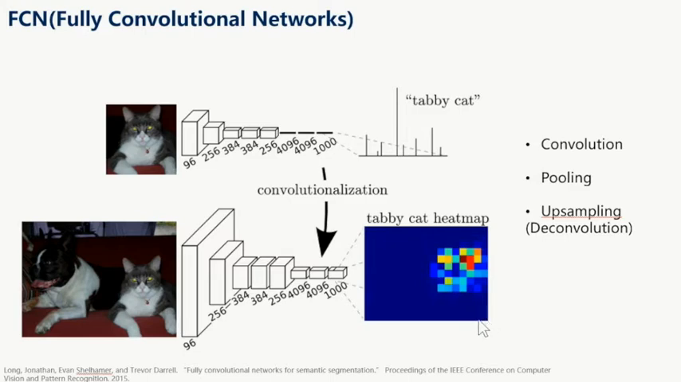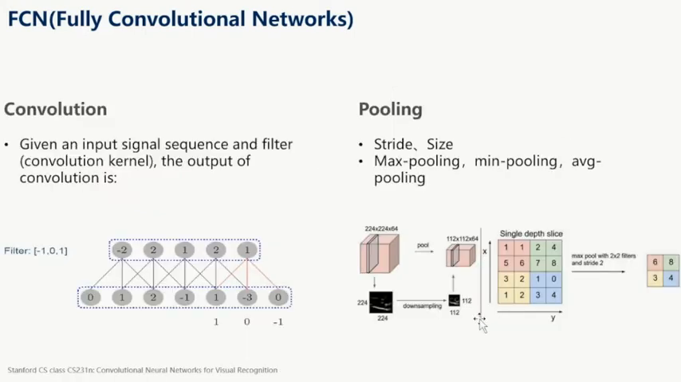So what is convolution and pooling? Let me briefly introduce. First, convolution. Given an input signal sequence and a filter, the output convolution is this. This is the calculation result. Pooling. There are 3 kinds of pooling, and this is an example of max pooling. This is the result of max pooling.